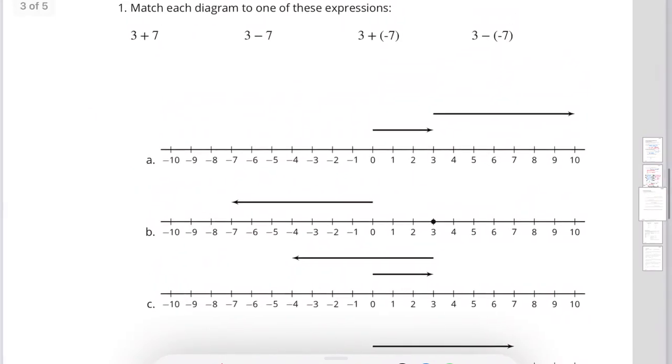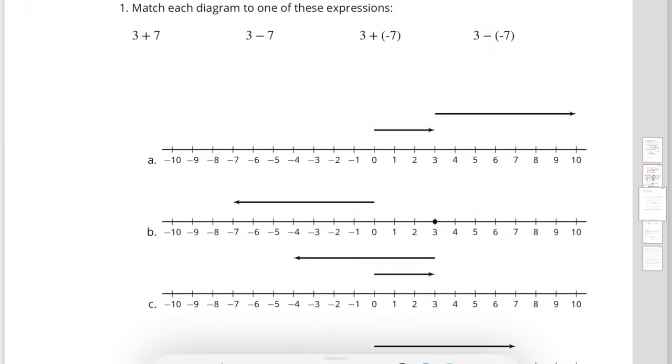So on 5.3, it says to match each diagram to one of these expressions. So I personally prefer to go ahead and change my expressions. So again, that's a sum. So 7 plus x equals 3. And then same thing here, except it's negative 7 plus x equals 3.